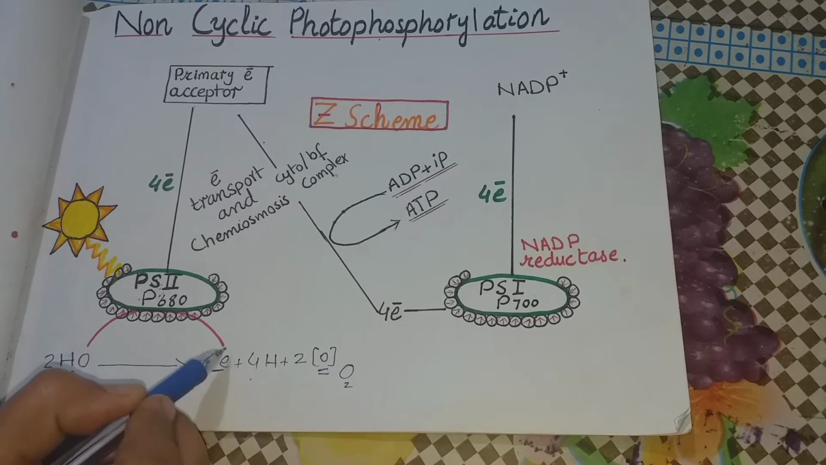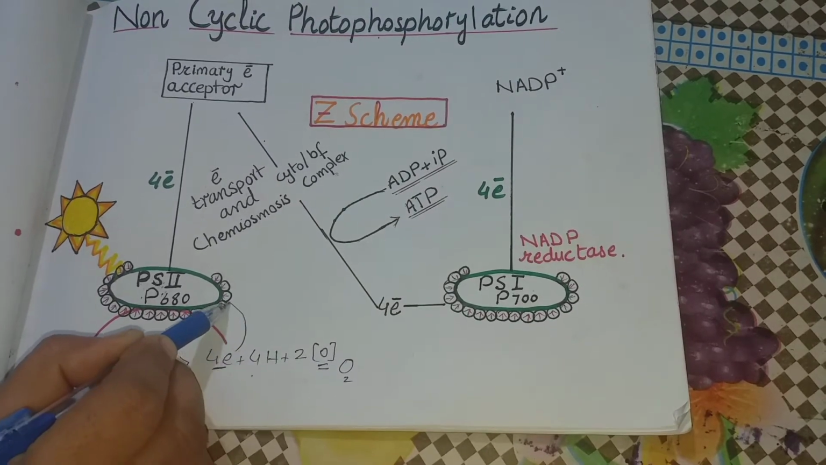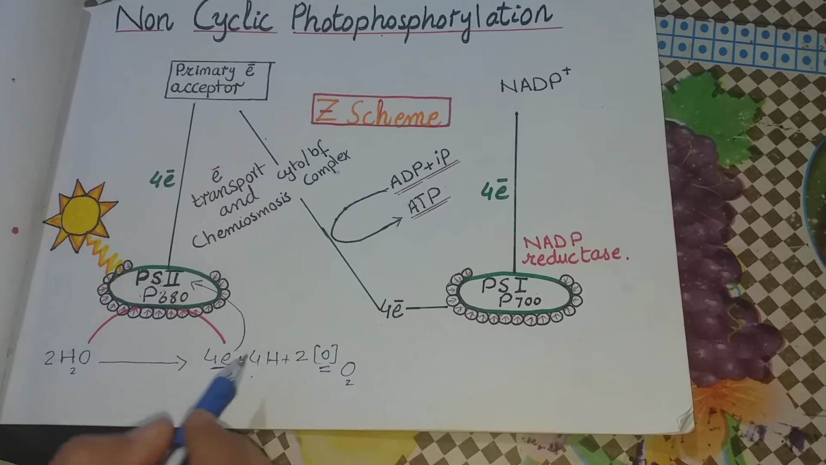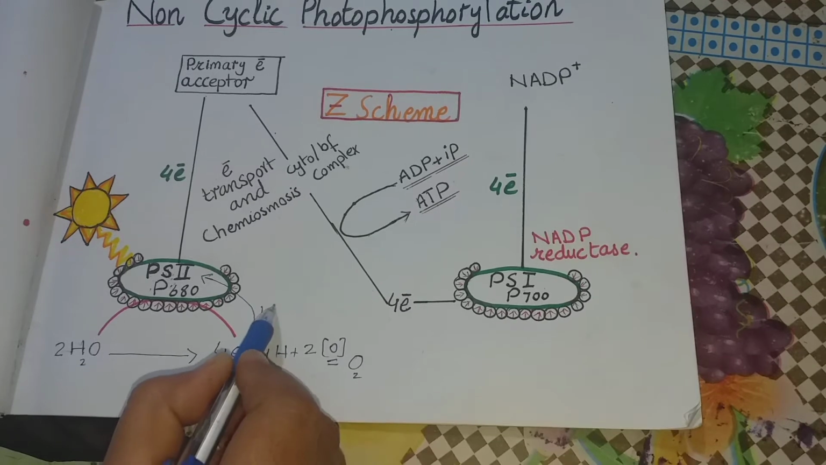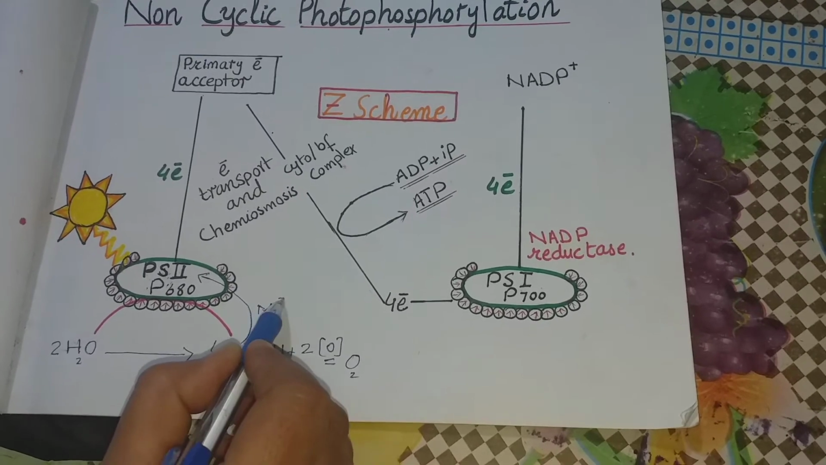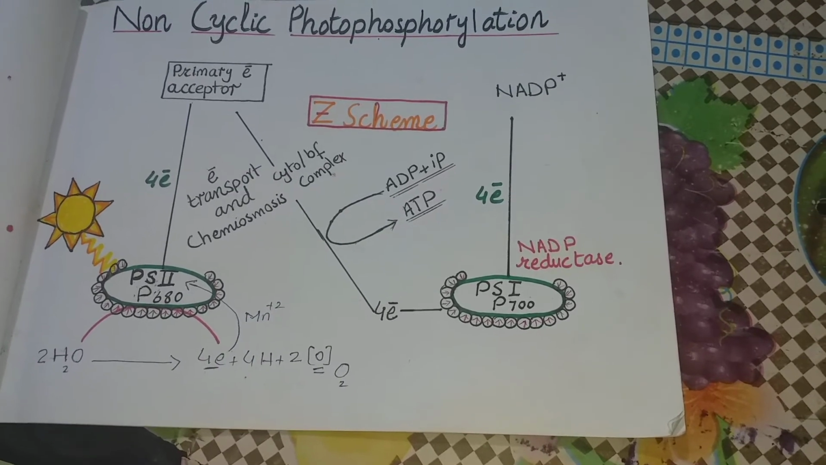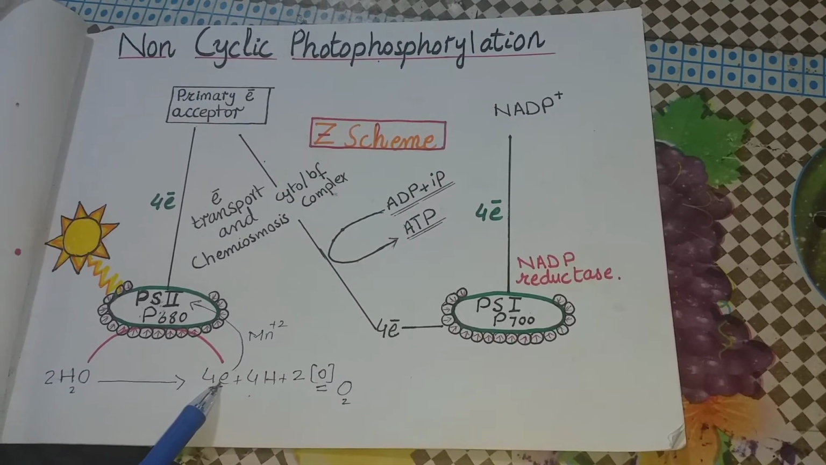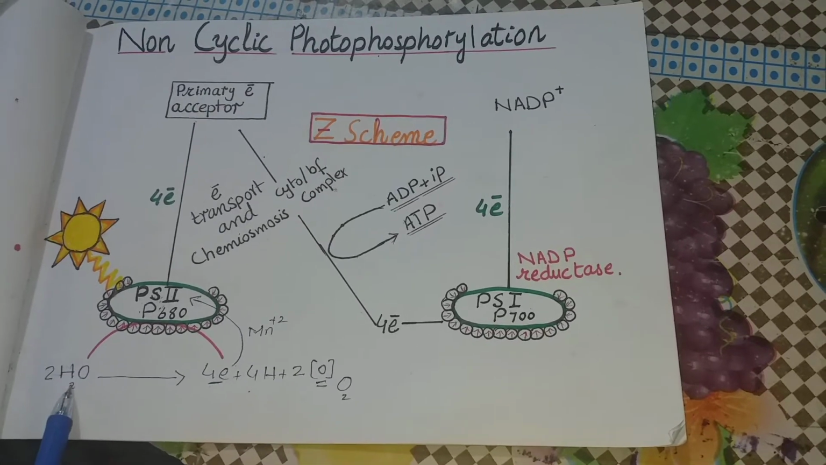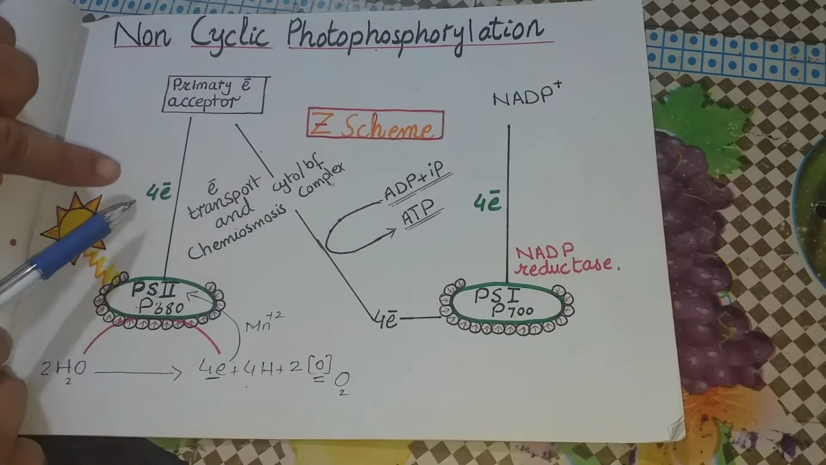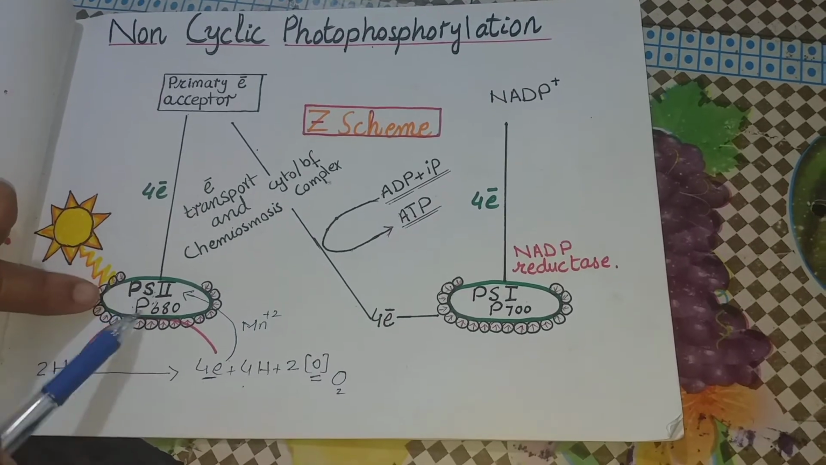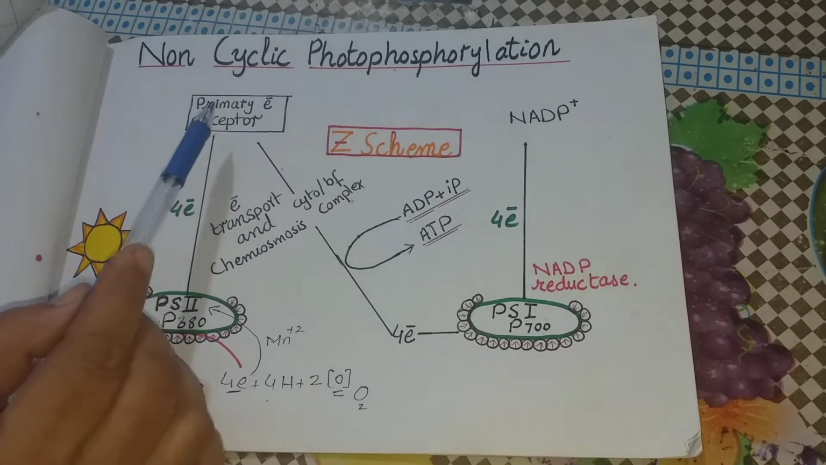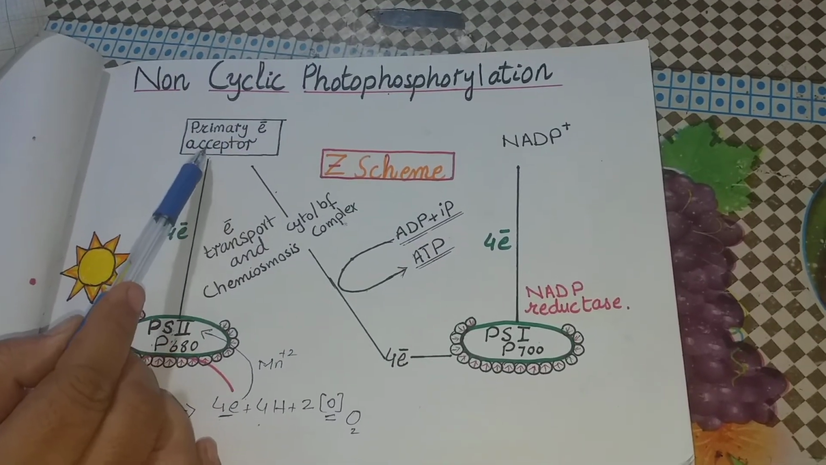These electrons transfer themselves into the electron hole present in PS2, and this happens in the presence of manganese ion. Manganese assists in this transfer of electrons which we get from the breakdown of water. So 4 electrons left and 4 electrons came to fill the space. Okay, the 4 electrons that left are accepted by primary electron acceptors.